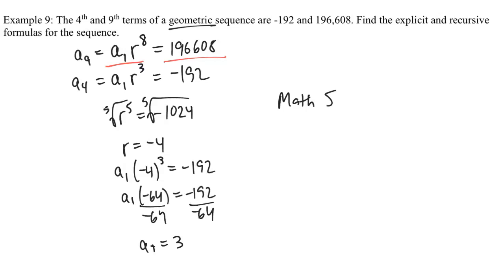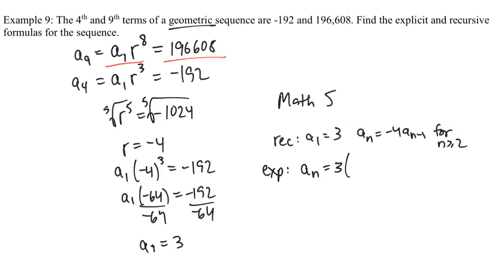And so now I'm ready to write my formulas. If I start with the recursive, I'm going to say that a sub 1 is equal to 3, and that a sub n is equal to negative 4 times a sub n minus 1, and that's valid for n greater than or equal to 2. And for the explicit formula, that's going to say a sub n is equal to a sub 1 times my ratio of negative 4 raised to the n minus 1 power.